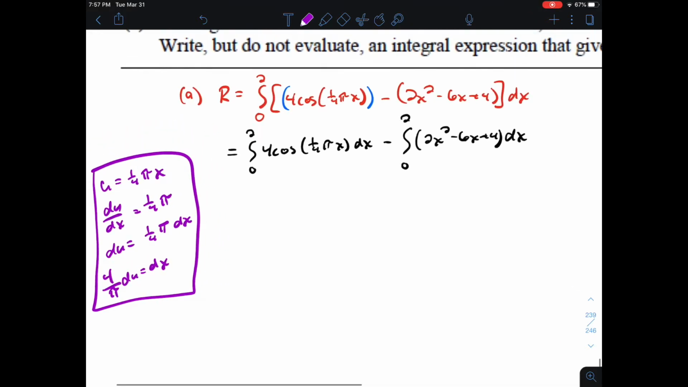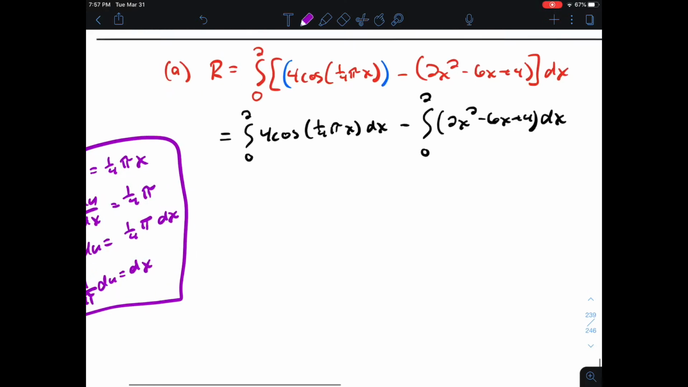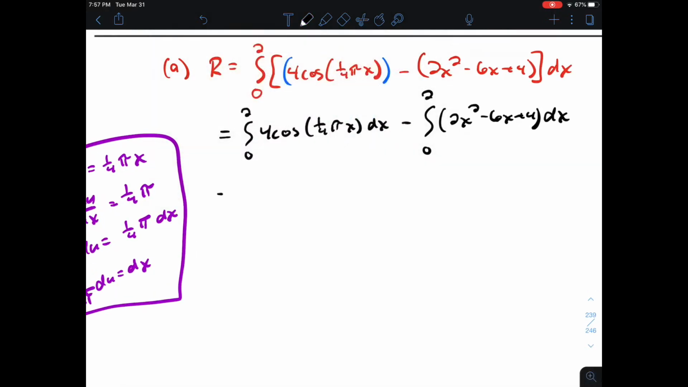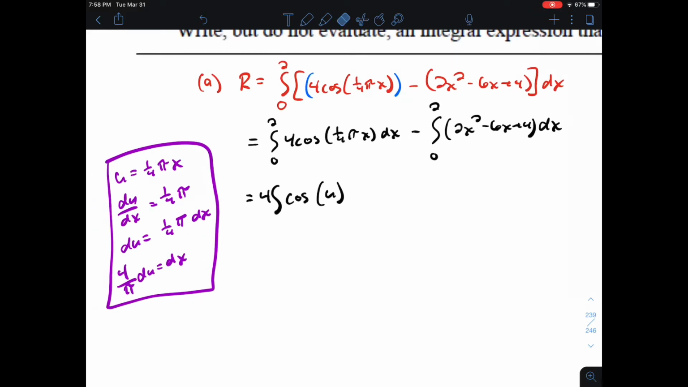When I make this substitution, I only have to substitute into this first function because there is no 1/4 pi x in this one. This one I can just integrate straight away. Nothing special has to happen. But this first one, I can't integrate it straight away. I've got to use some substituting. So I'm going to integrate. I'm going to pull this 4 out to the front. I've got cosine. My angle, I'm saying now, is a u. I've substituted in for that. Let me change the color for your viewing pleasure.